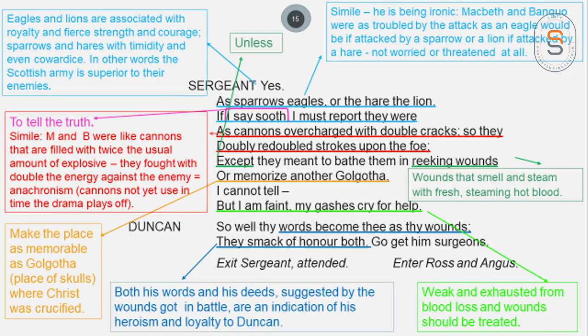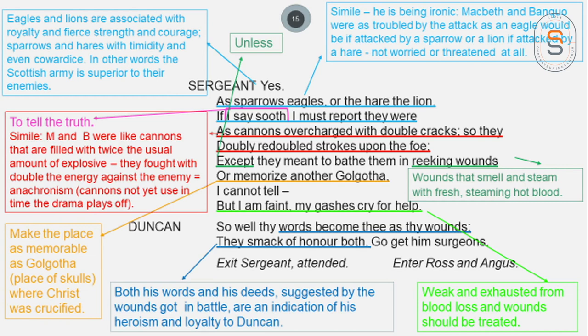So now the soldier here is still reporting on the battle. Just before this slide, Duncan asked the sergeant if the new attack did not frighten or discourage Macbeth or Banquo. And this was his answer. And here are two very important similes.